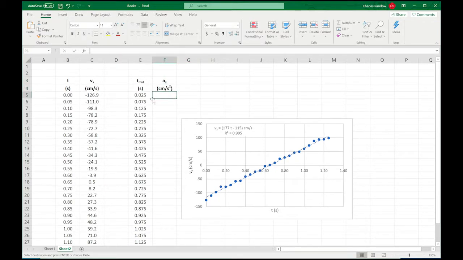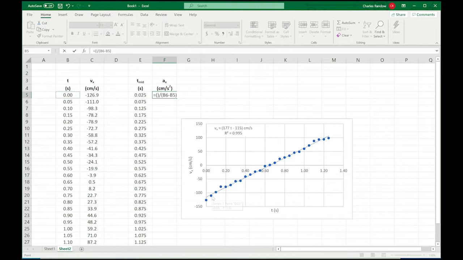Okay, so the slope now is going to be the rise over the run. So it's going to be something divided by something. So I've got open parentheses divided by open parentheses. So it's rise over run. Now the run is the time interval. So in the denominator, for the first entry, I can put B6 minus B5. So that will be the run for the first entry.